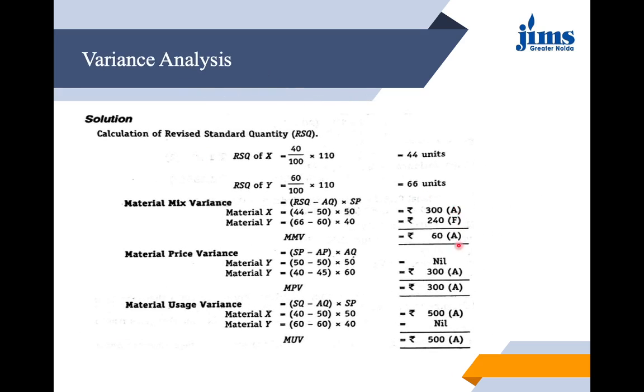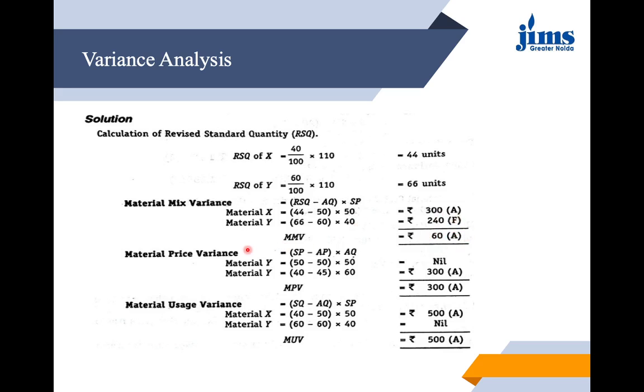You can see that almost all the variances are adverse. Now the calculation of revised standard quantity, that is 40 upon 100 into 110. Why? Because 110 is the actual quantity, so 44 units. For Y, we can calculate it the same way, just considering the quantity of Y here, so 66. So material mix variance for X is RSQ, revised standard quantity, that is 44 minus 50, into the standard price. The same way for Y, and finally we see that there is an adverse variance.